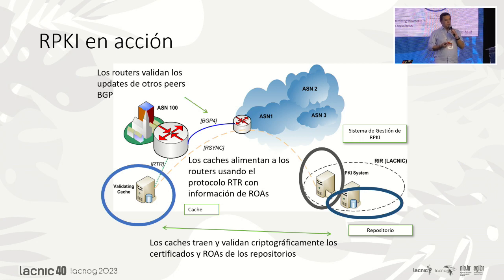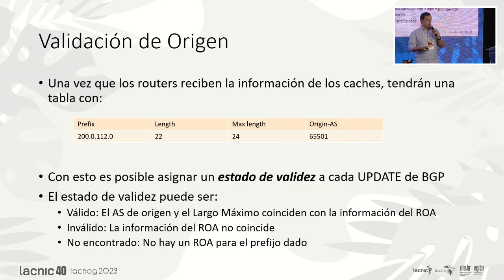Now with that, the router will have a way of contrasting the BGP announcements it receives. It will be able to check this. So if the BGP announcement it receives coincides with the ROA information, it will be okay. If it does not coincide, it will be wrong. So this gives us a way to three states of validation: valid, not valid, and not found.